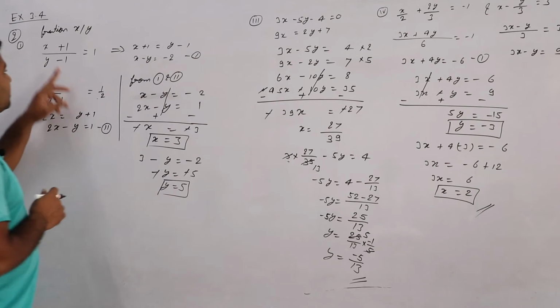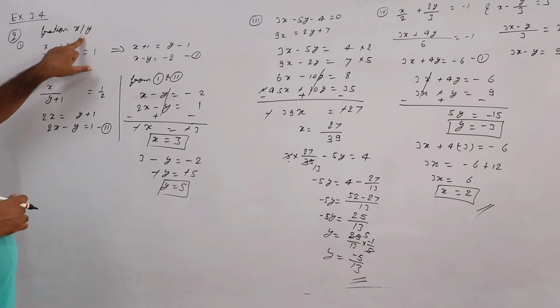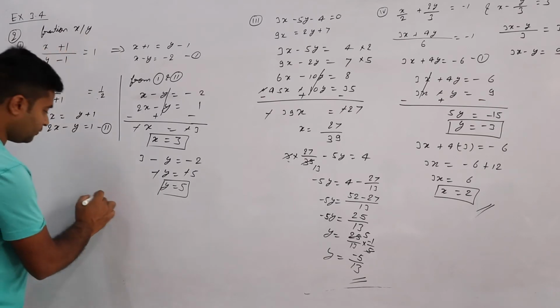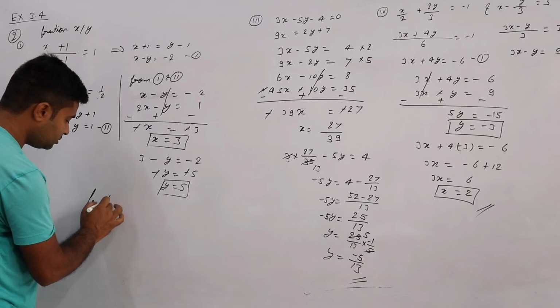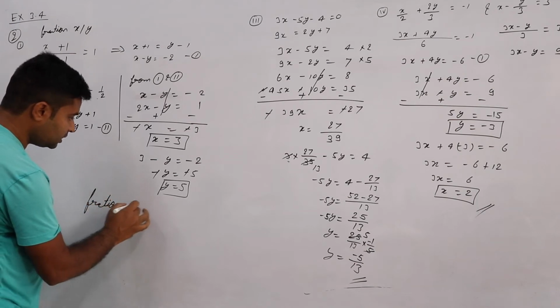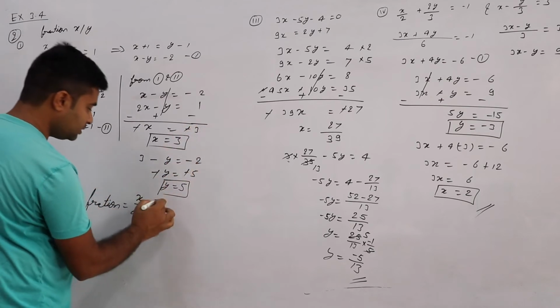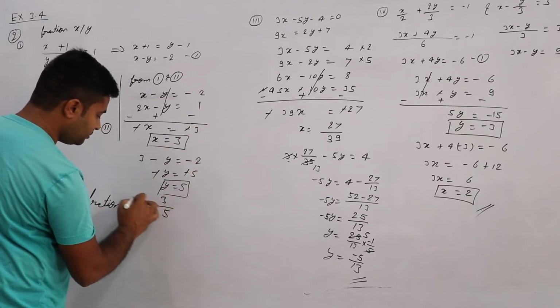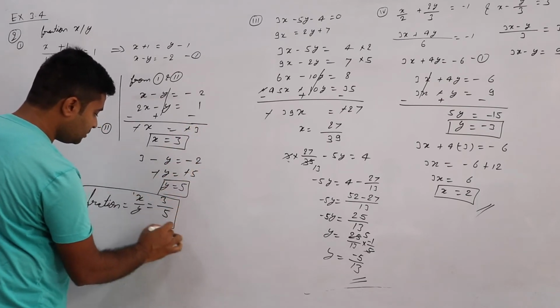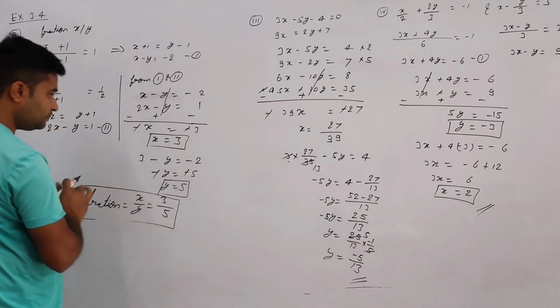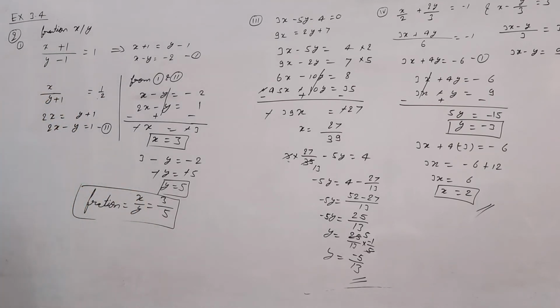So what was our fraction? y is equal to 5. What was our fraction? x by y. So our fraction is x by y, x is equal to 3, y is 5, so 3 by 5. So this is your answer. Understood?